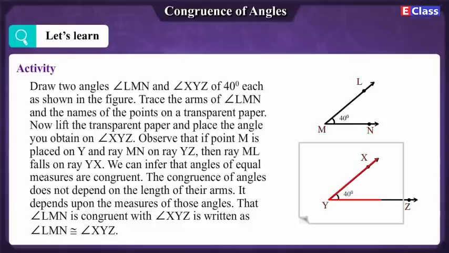We can infer that angles of equal measures are congruent. The congruence of angles does not depend on the length of their arms. It depends upon the measures of those angles. That angle LMN is congruent with angle XYZ is written as angle LMN is congruent to angle XYZ.